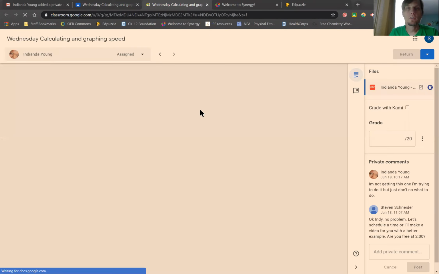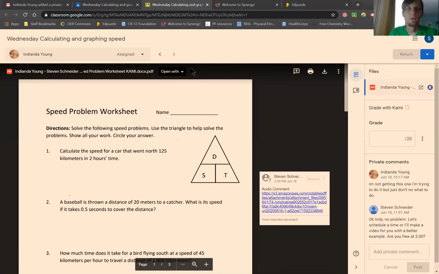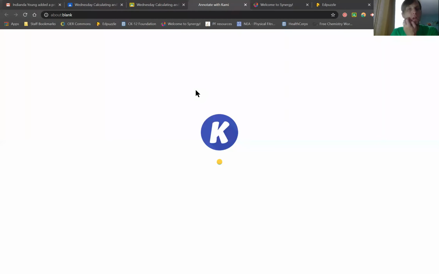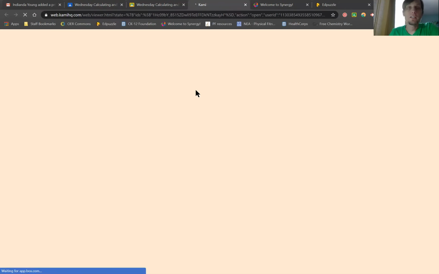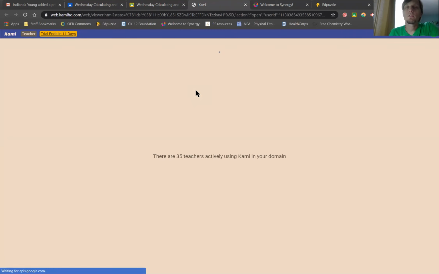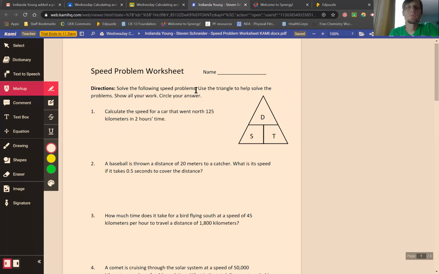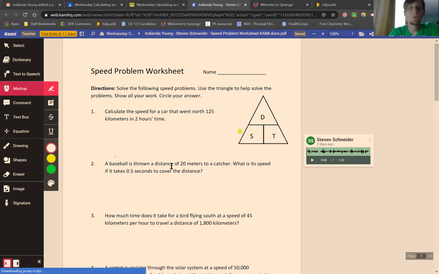When you click on your assignment, there should be in the upper corner this open with. Go ahead and click on that and annotate with Kami. Hopefully that works for you. I need to download the app. And if you're not able to do that, you can always just work from this sheet on your own paper. You don't have to rewrite, calculate the speed for a car, and so on. Just do the 3 steps, and I would do them like this.